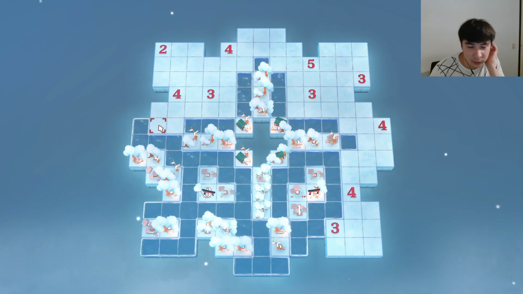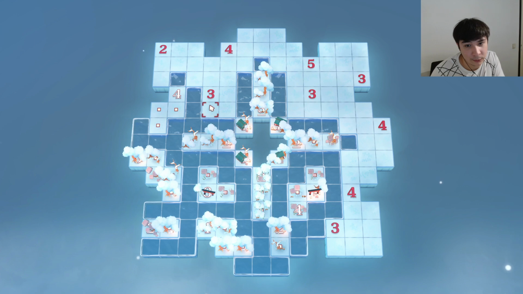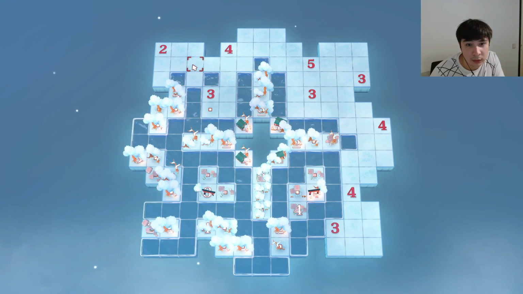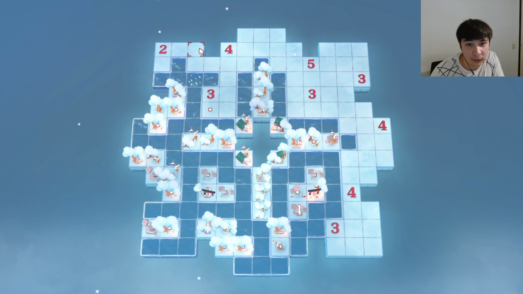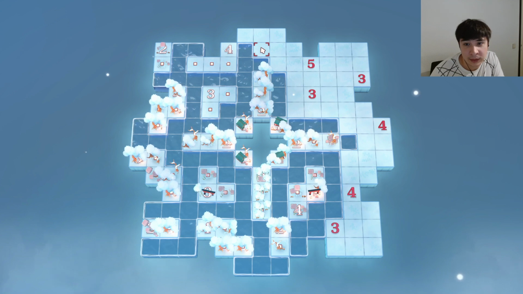This bit here is unreachable, so the 4 has to go here, but the water still has to connect, so it goes around the 4. This 3 goes down. It has to either take this or this to prevent both of those from pooling, so this is water. This 4 can only go up to here. All of this here is water. That gives us the 2 and the 4 here as well. That gives us the 3.